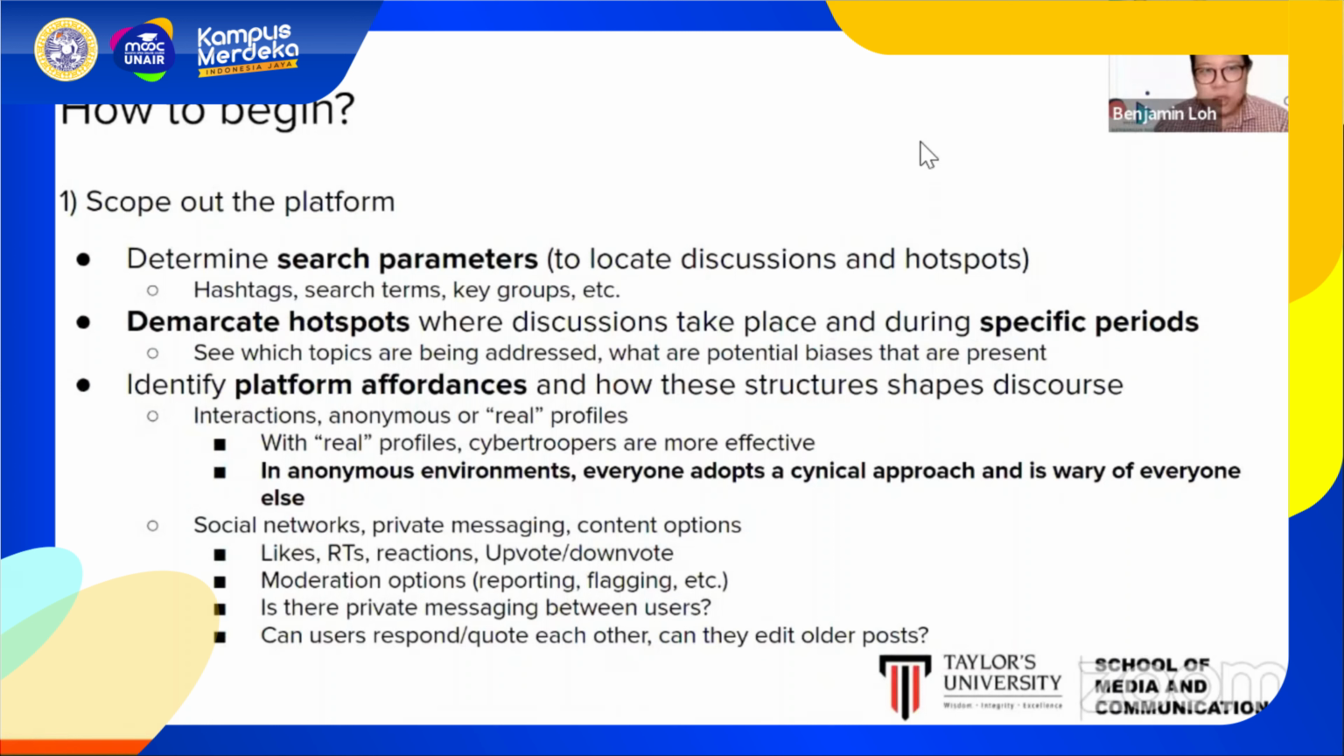So first, what I mean by scope out the platform is that you need to understand how the platform operates. You need to determine your search parameters to identify where the discussion spaces and the hotspots for activity are. This can include things like figuring out the hashtags to use, the search terms, and certain groups you want to follow specifically. Then you want to demarcate the hotspots to know when the discussions are taking place and to see if there are certain periods where discussions happen as well. You need to see what topics are being discussed and what potential biases are present here. So you're still at a pilot stage, trying to understand the space essentially. You don't have to go too deep into the data collection yet.